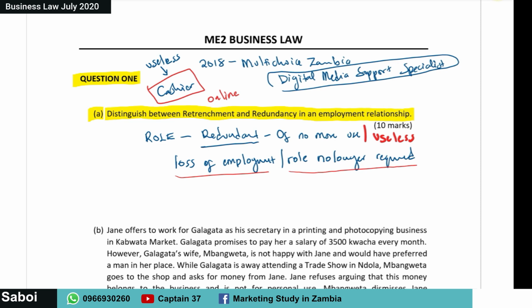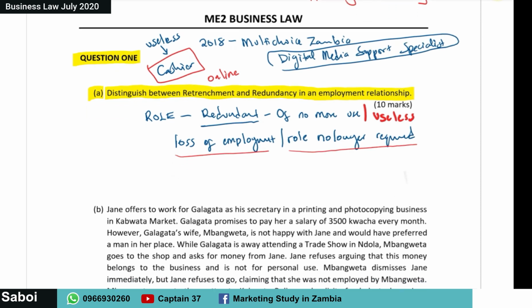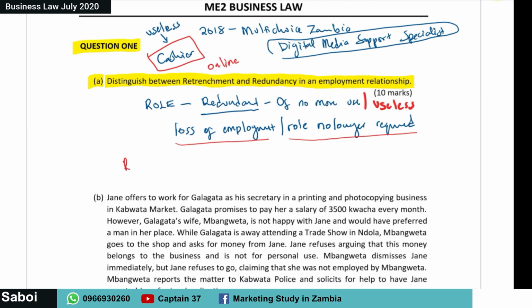What companies do is that when a role is redundant, they look elsewhere where an employee can be redeployed. For example, they could move you from auditing to, say, cashiering. But in the event that there is nowhere where an individual employee can be moved, it therefore means that the employee is going to be retrenched.